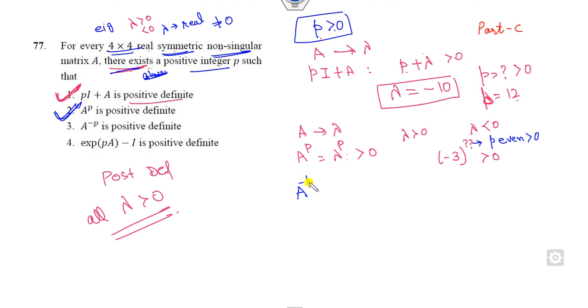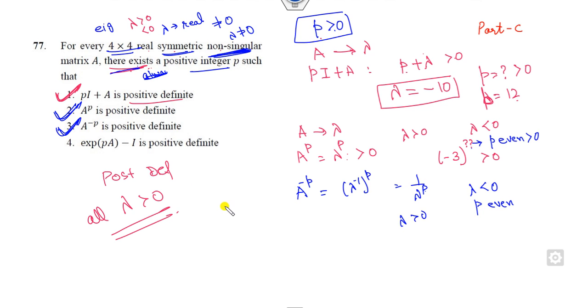What is the eigenvalue of A raised to the power minus P? Lambda raised to the power minus P. Since A is non-singular, lambda is non-zero, so it is 1 over this. Again, if lambda is less than 0, you can find P as an even number. If lambda is positive, then P can be anything. So positive definite is the right answer.